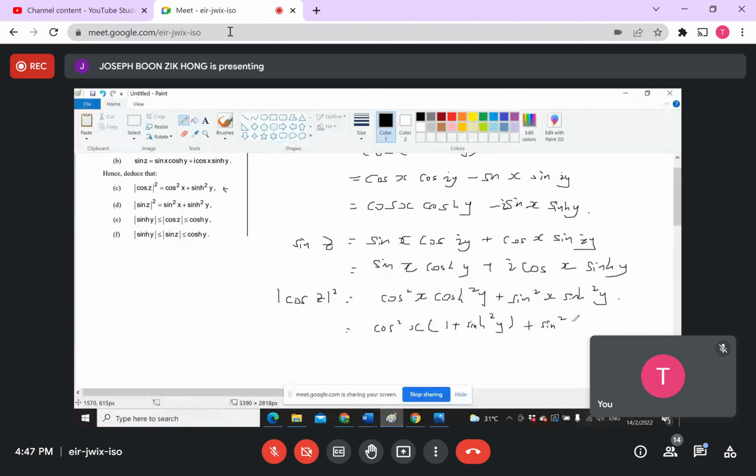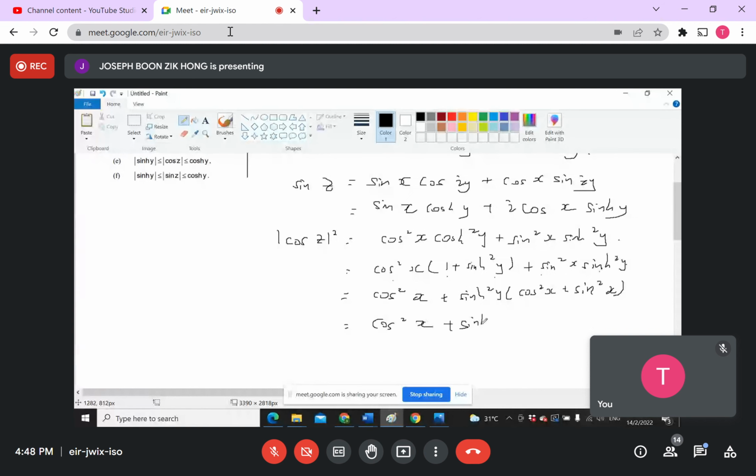sine hyperbolic square y. So if you times inside, you will have cos square x, and then this one both have the sine hyperbolic square y. So I take out, and then I will be left with cos square x plus sine square x. So it means I will only have cos square x plus sine hyperbolic square y, because cos square x plus sine square x will give you 1. Okay.